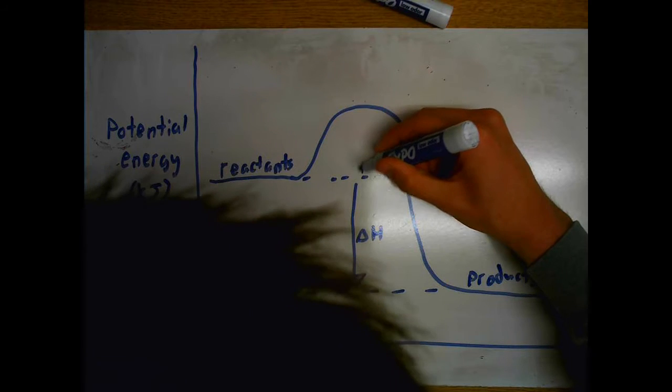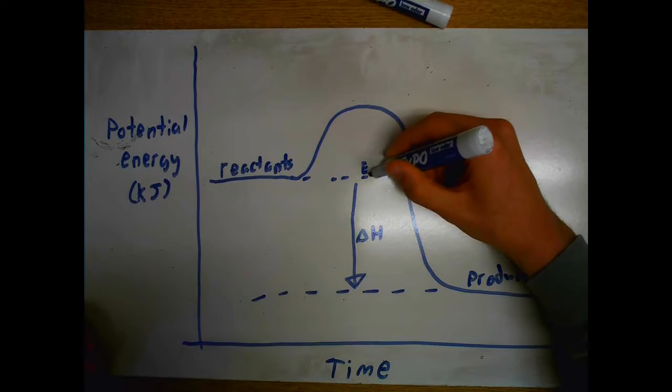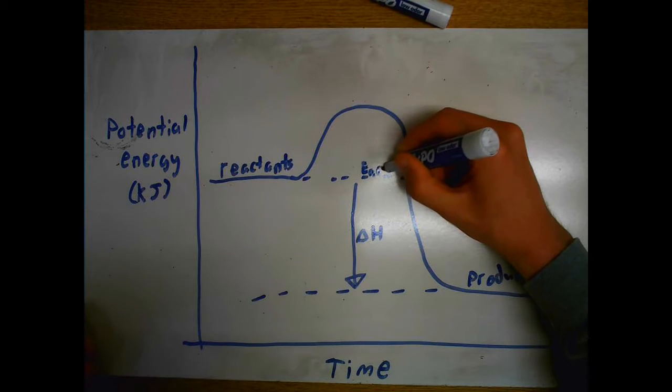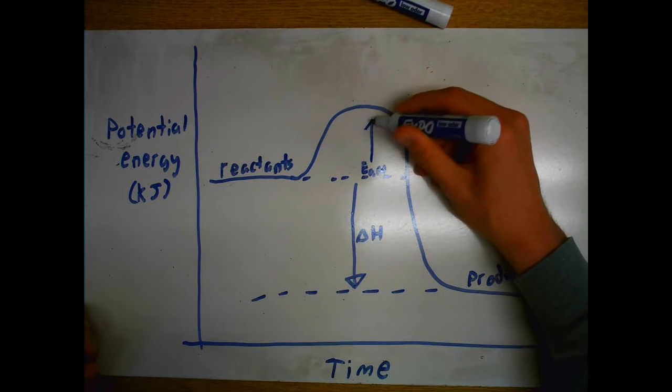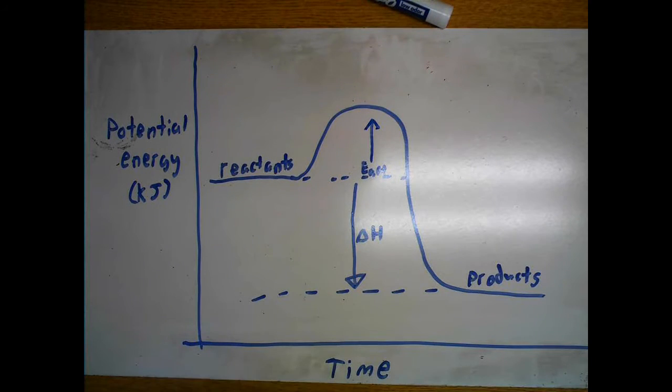The reaction also requires a certain amount of energy to start. In our reaction, this was the blowtorch, and in the graph, this activation energy is represented in the difference between the reactants and the top of the curve.